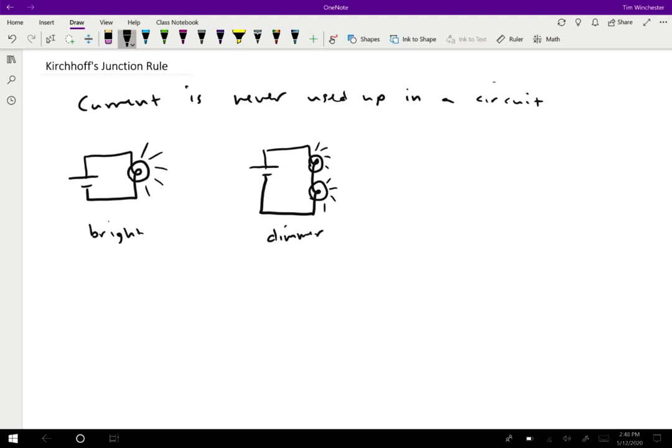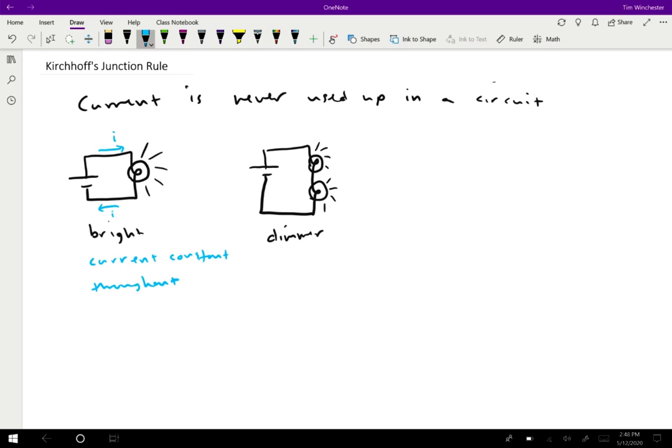All right, and you can measure the current at different places here. So you could have current here and current here, and you find that the current is constant throughout. Measuring before or after the bulb doesn't matter, you get the exact same amount of current.